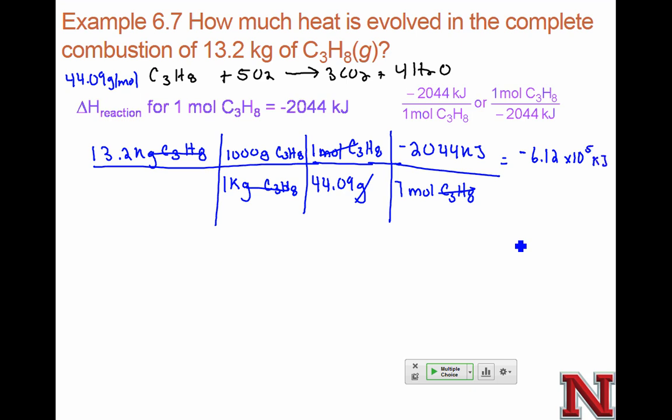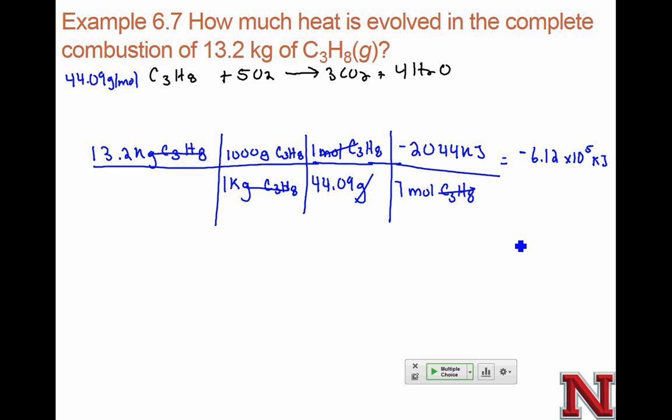And of course this is kilojoules. If I wanted the answer in joules, you could do that conversion. But pay attention to if you're given your delta H reaction in kilojoules versus if it's in joules, just watch what those units are. That can be given to you in different units.